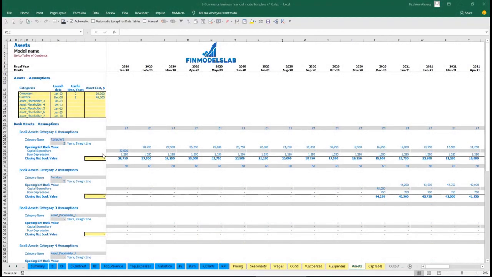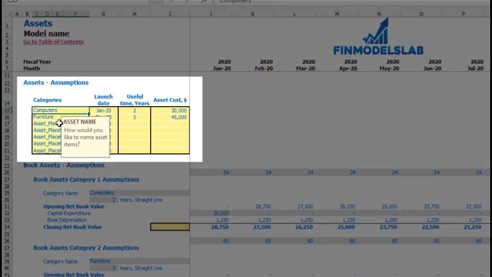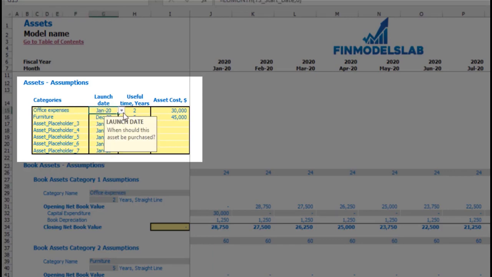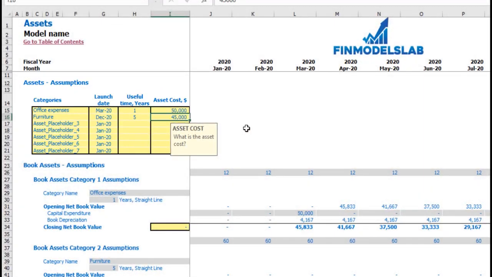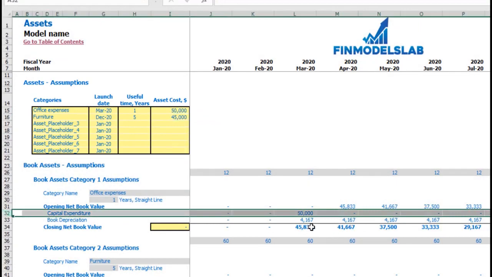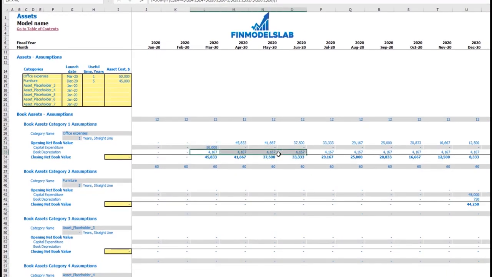On the Assets tab, you may input up to 7 assets line items and change this accordingly. For example, for the line item number 1, office expenses, you can set up the launch date for this asset type, for example March 20. You can input useful time years, let's say it's 1 year, and the asset cost, for example $50,000. So you may see in the calculation below capital expenditure, which is in March 20. You may see the calculation of book depreciation for 1 year according to the useful time.